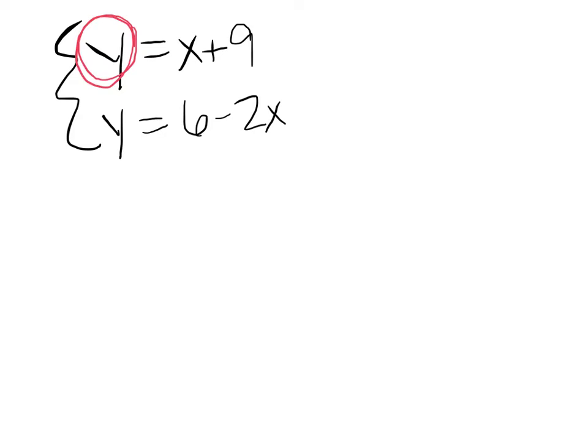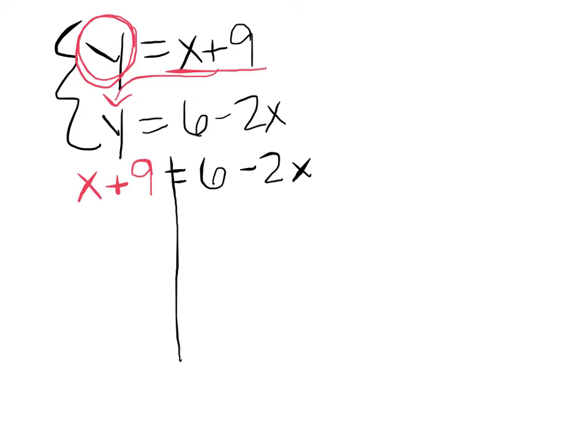I'm going to choose the y in the top equation. y equals x plus 9. So this is what I'm going to substitute for the y in the second equation. Wherever I saw y in the second equation, I'm going to write x plus 9. The rest of it stays exactly the same. Now we have an equation with variables on both sides. We can solve this. We know how to do this.